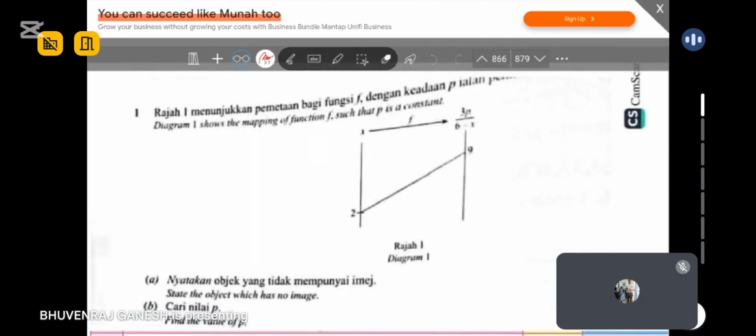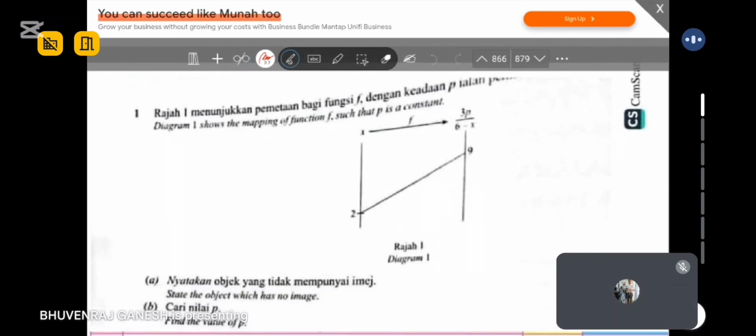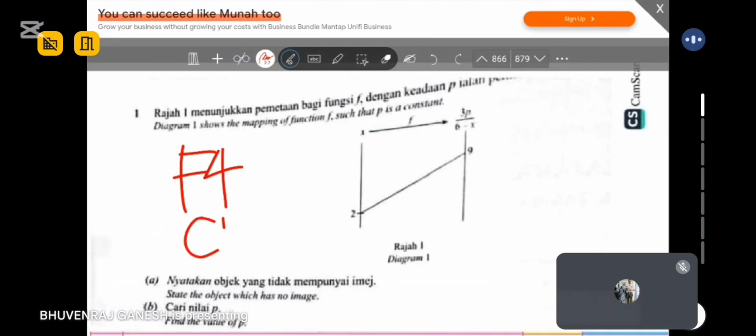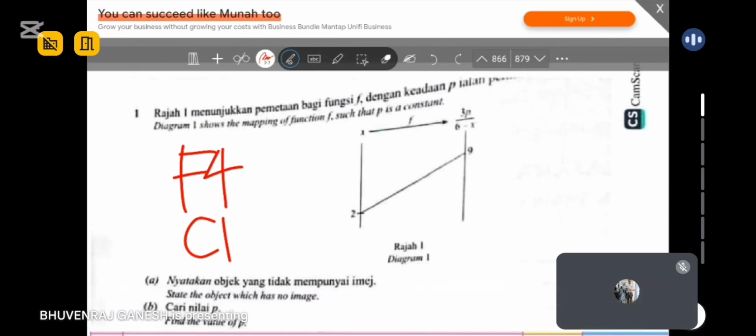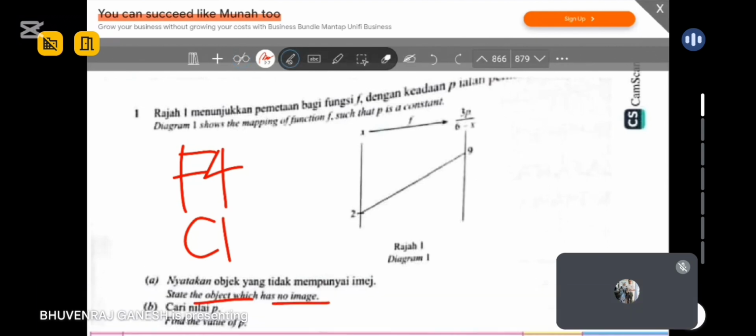Soalan satu. May I know for this question, what chapter, what form? Soalan ni dari bab mana dan tingkatan berapa? Okay, this one is function, guys. Your form 4 chapter 1. Fungsi. Soalan ni saya lihat 3 markah, 3 marks only. So first question, they say state the object which has no image. Nyatakan objek yang tiada image.